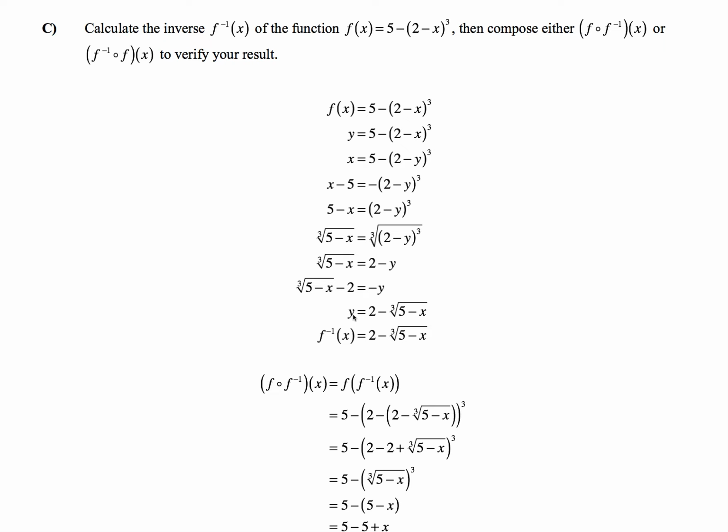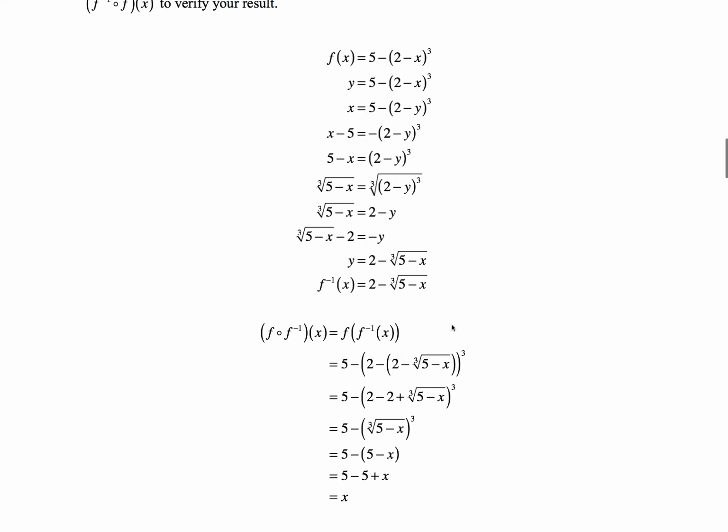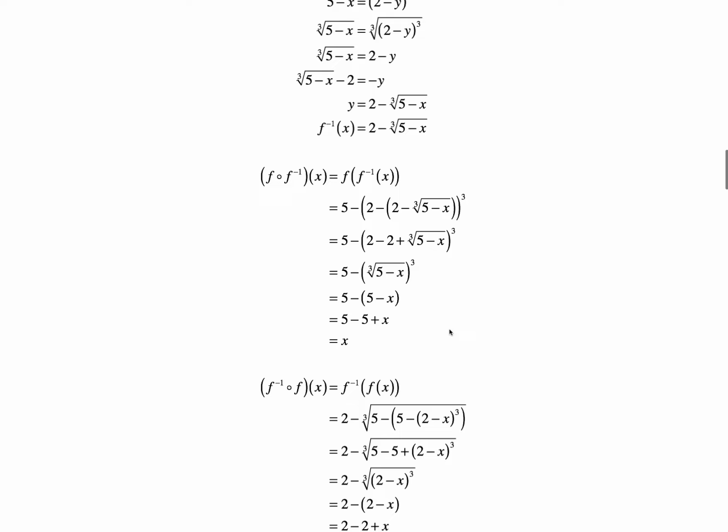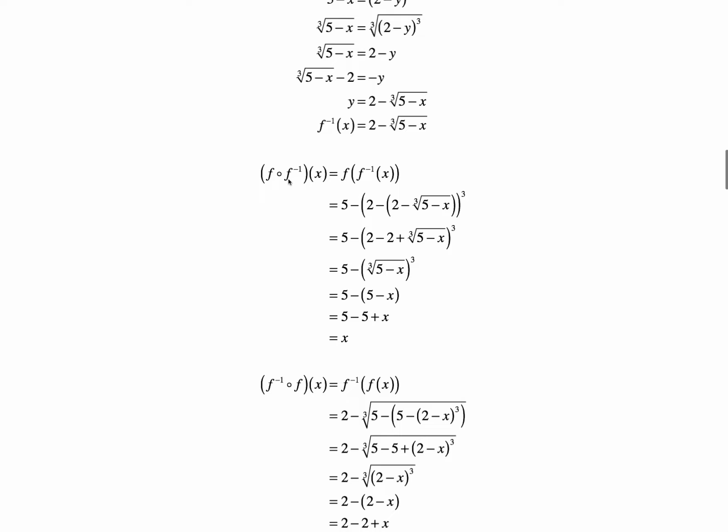I don't know about y'all, but anyway, then you rewrite f inverse for the y, and now that is your inverse function. Now to confirm this, you compose either f with f inverse or f inverse with f.